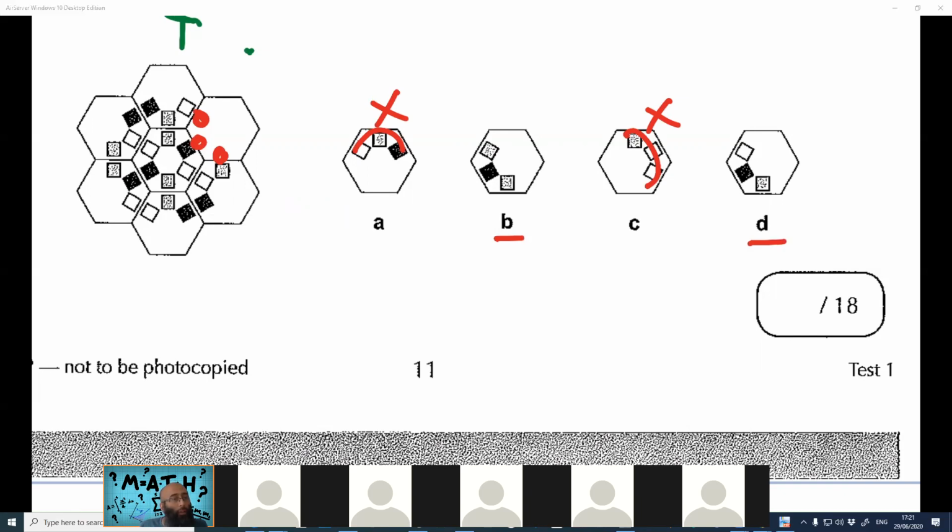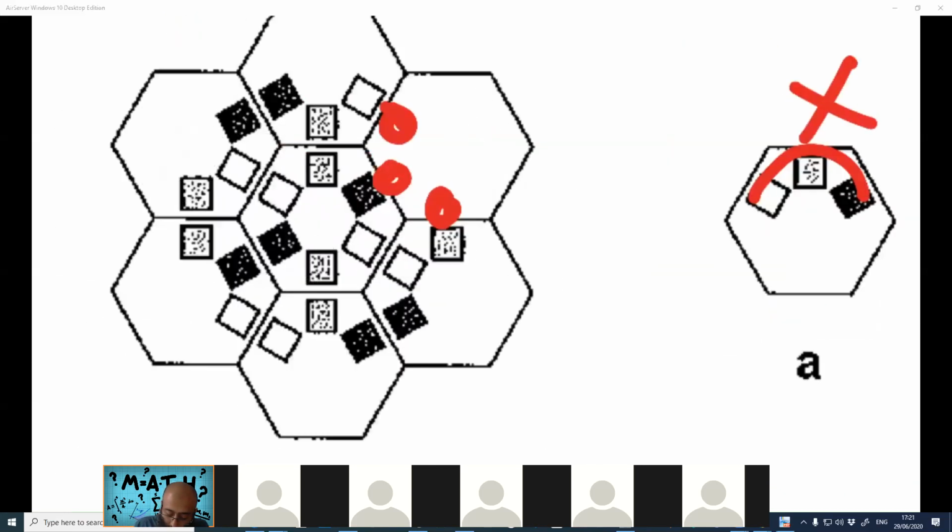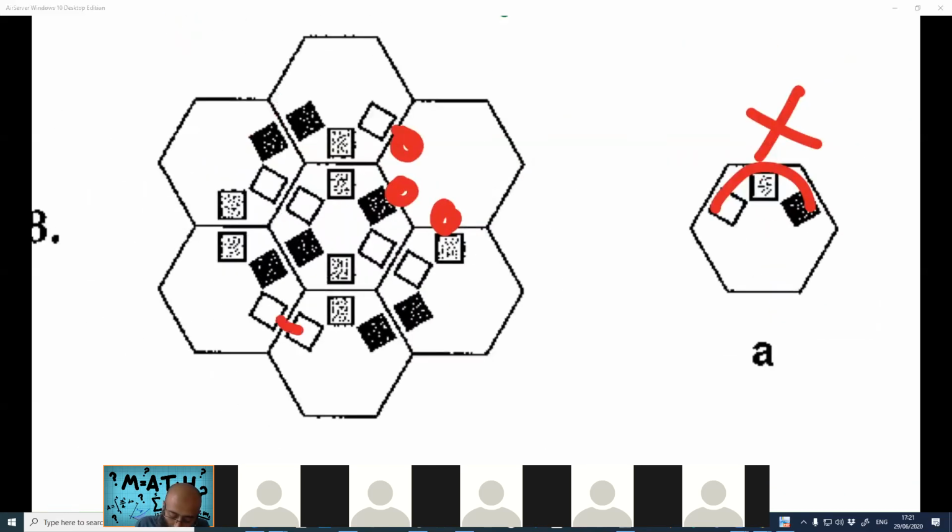So now let's have a look at the colors. Now the colors look like they are matching up. So if you look over here, you have the white joining the white, black and the black, gray and the gray, white and the white, black and the black, gray and the gray. So if you have a white here, we're going to have another white here, another black here.